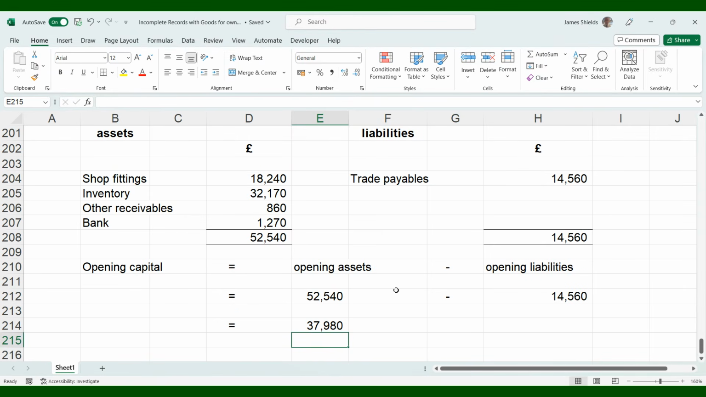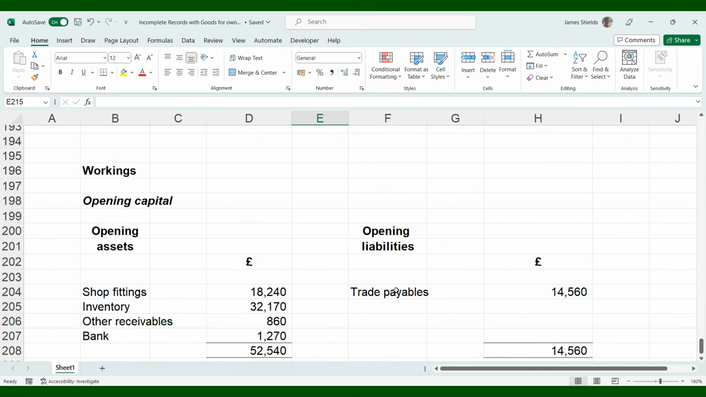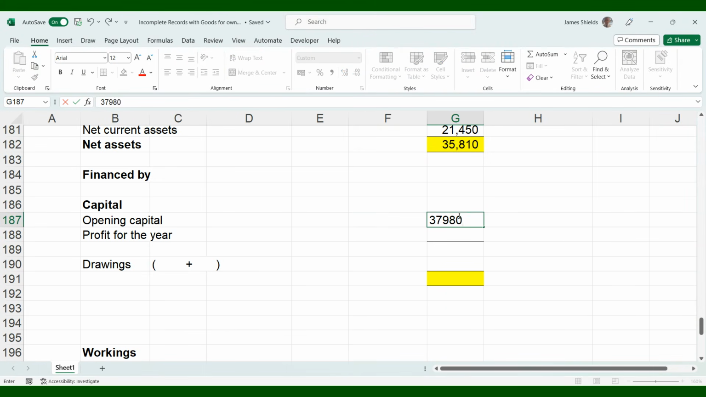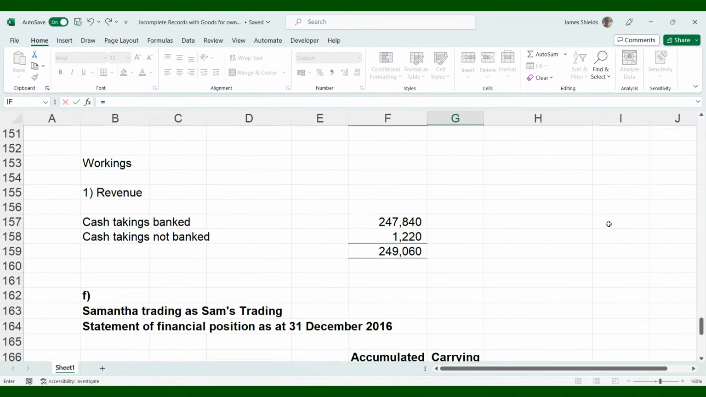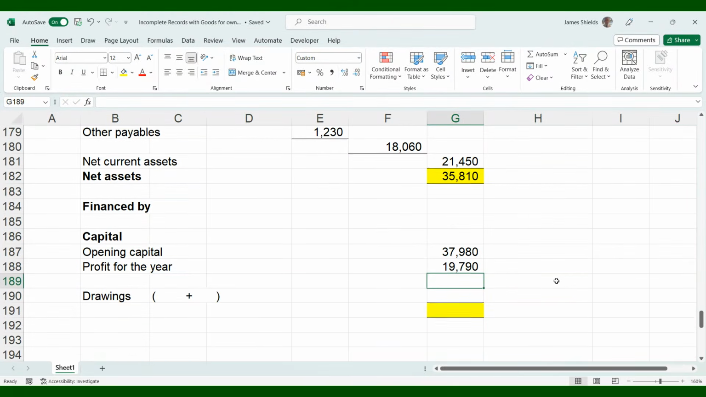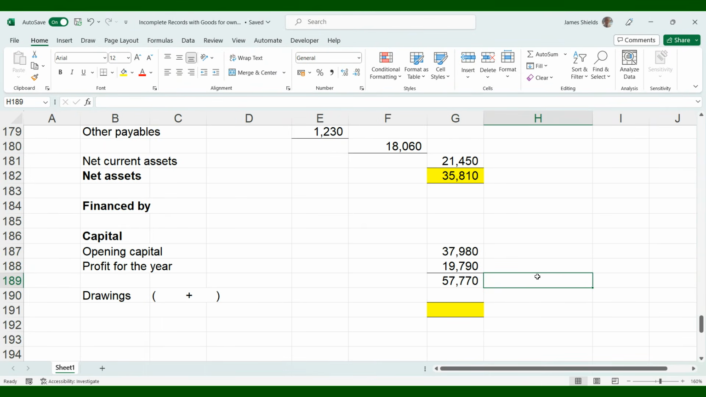So let's put that now into our statement of financial position. £37,980. Here we go, £37,980. The profit for the year, we worked that out in the income statement. So I go back to the income statement now. It's £19,790. Add those together now, and we get a total of £57,770. Now we come to drawings.